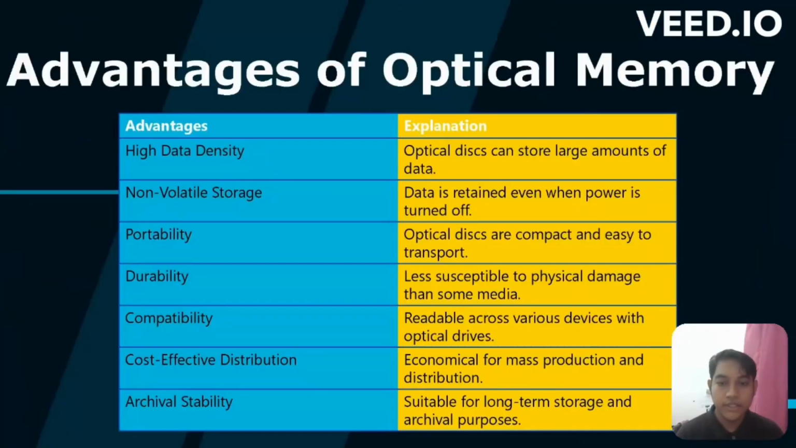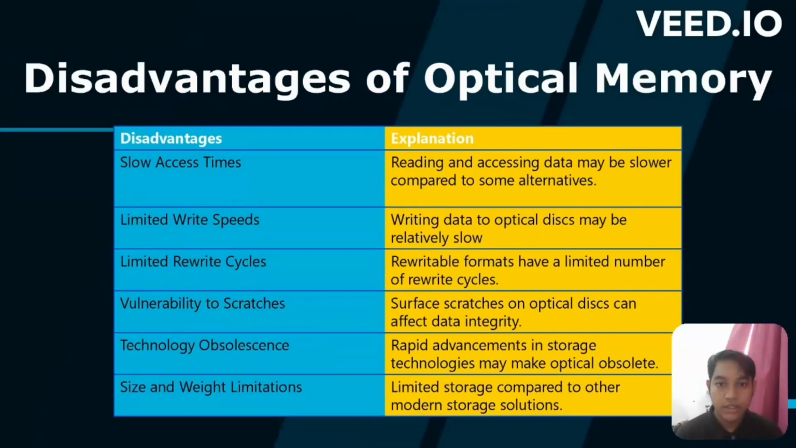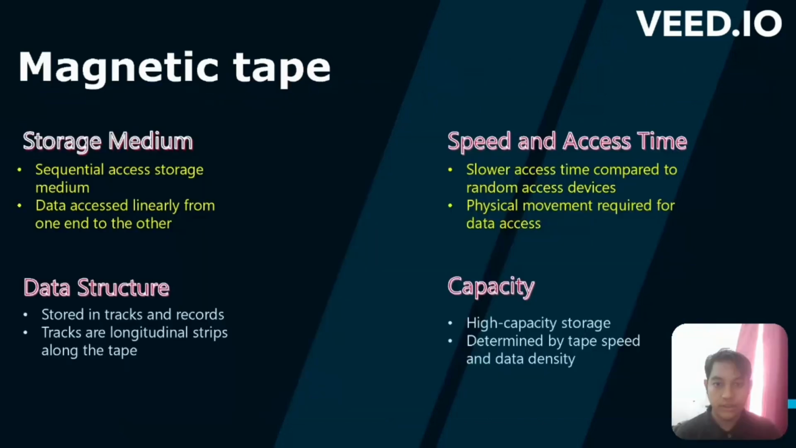These are advantages of optical memory, such as high data density, non-volatile storage, portability, durability, compatibility, cost-effective distribution, and archival stability. And these are disadvantages of optical memory, such as slow access times, limited write speeds, limited rewrite cycles, vulnerability to scratches, technology obsolescence, size and weight limited.